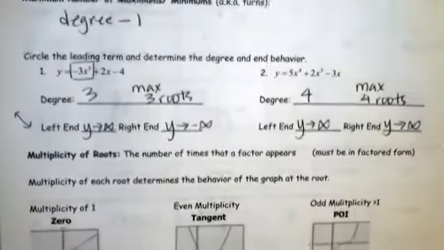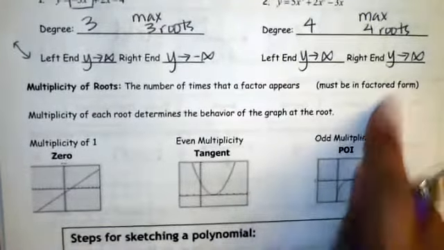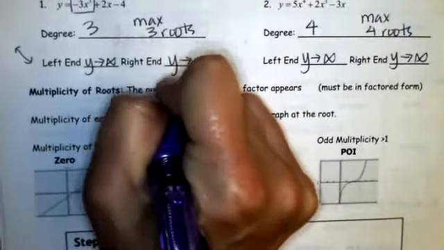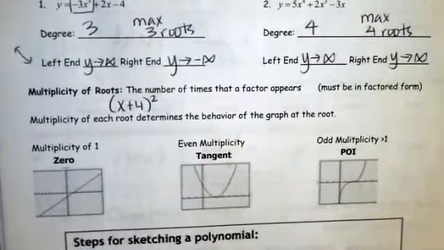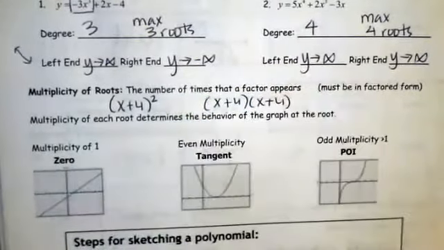All right, on top of the degree, there is also a multiplicity on the roots, and that's the number of times that a factor appears. And in this case, it must be in the factored form, not that standard form. But if we saw something like this, x plus 4 to the 2nd power, the multiplicity is 2. X plus 4 appears twice as a root. That's what that multiplicity means.